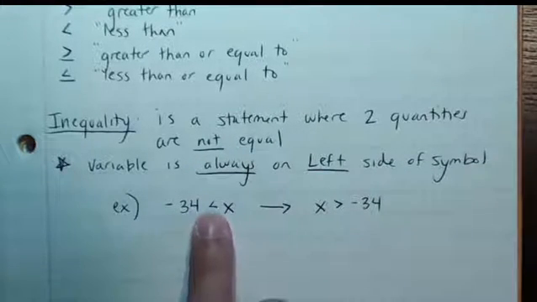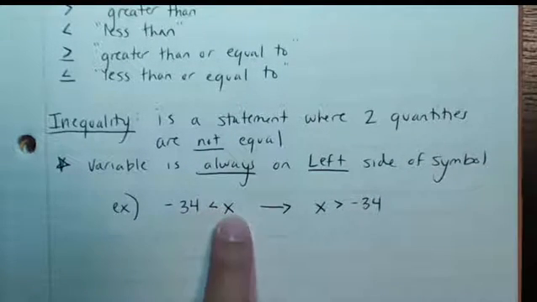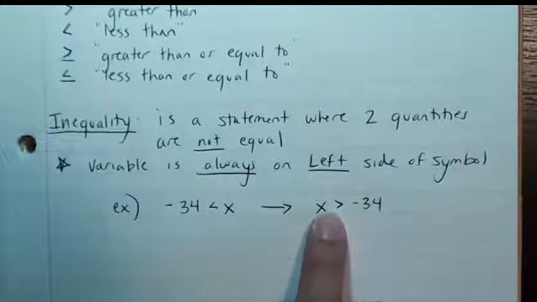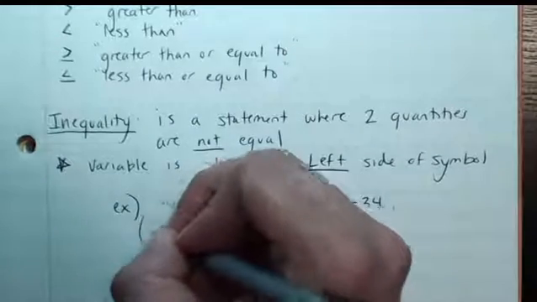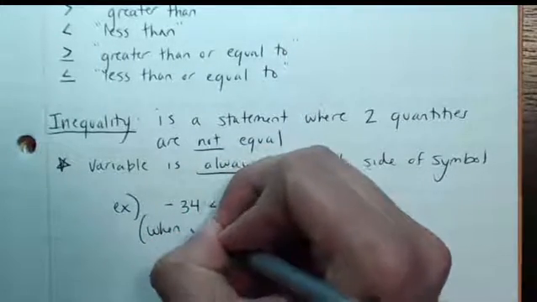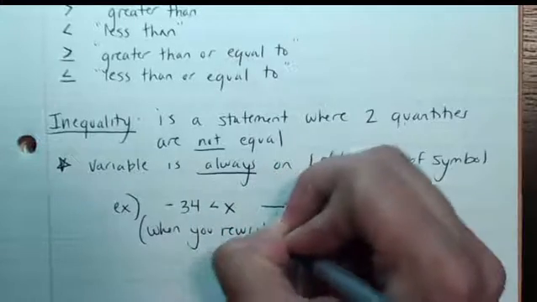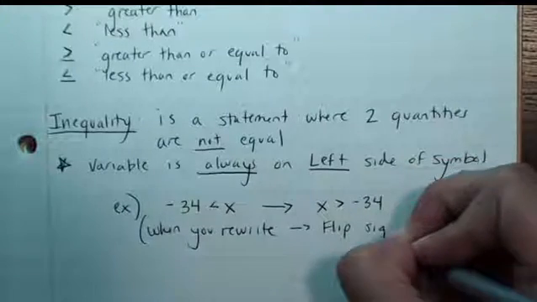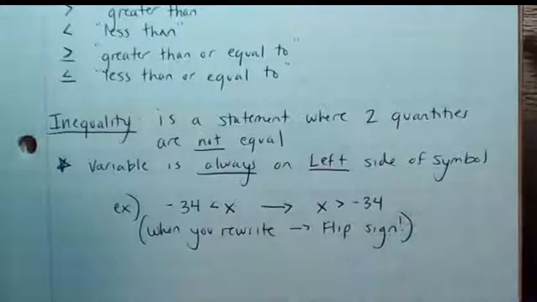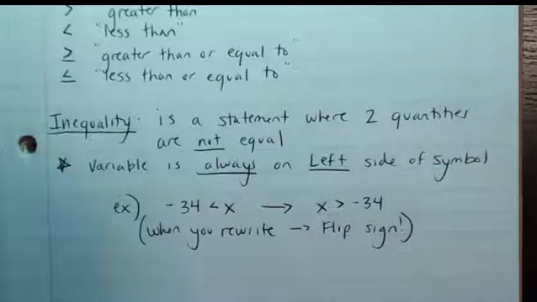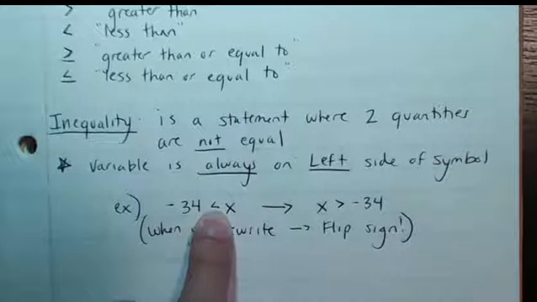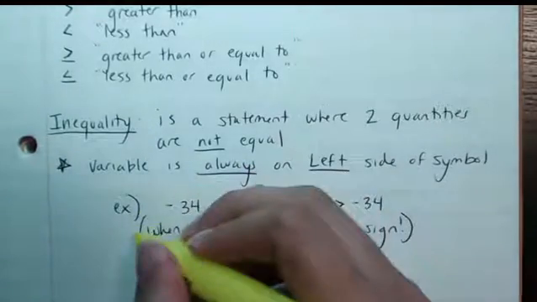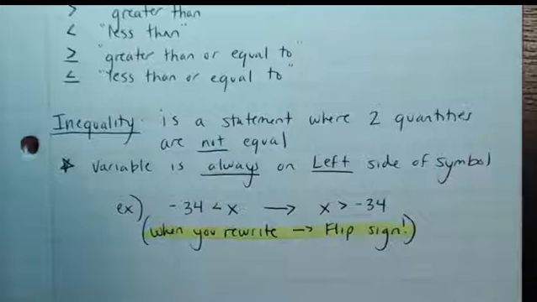Now again, if I just look at this symbol, it's opening up to the x. So when I rewrite it, I have to make sure that it's opening up to the x. So, as a little helpful hint, when you rewrite it, we have to make sure we flip the sign to make sure that it is still representing the same exact outcome. So again, if it's opened up towards the x here, it has to open up towards the x there. So we're going to have to flip the sign when we rewrite it.